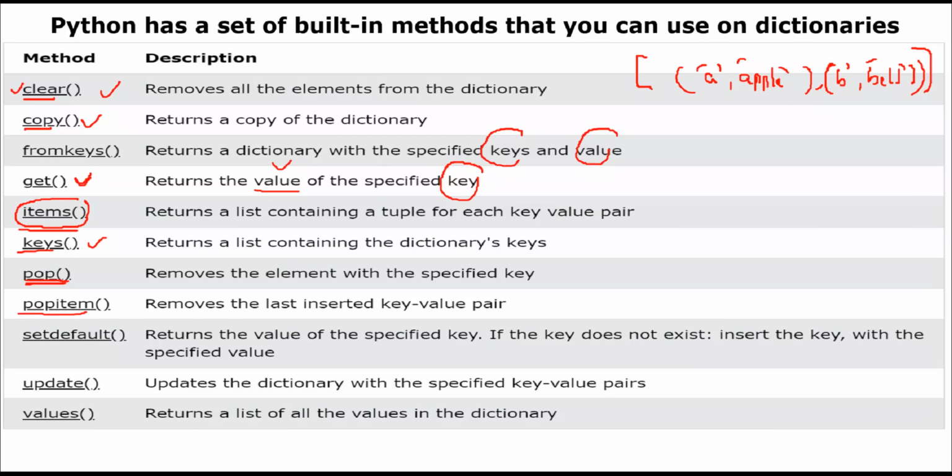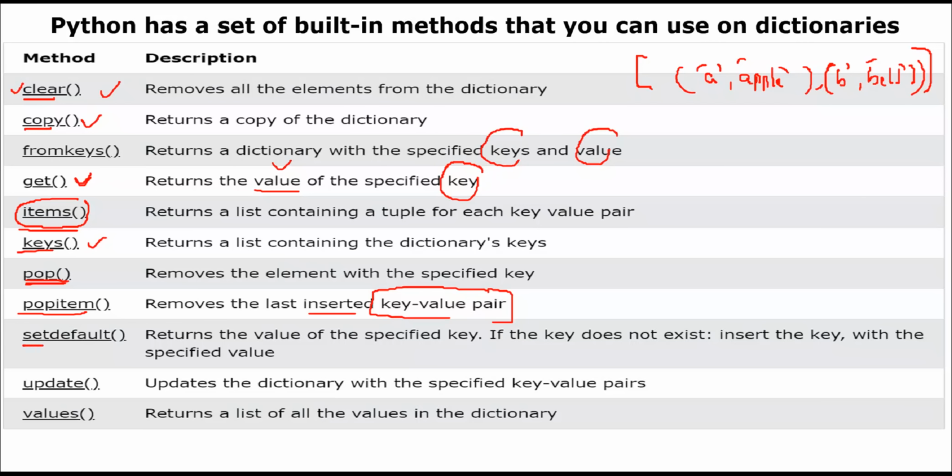Popitem. Popitem always removes the last inserted key value pair. There is a difference between pop and popitem. Pop will remove the value with a specified key. Popitem will remove the last inserted key value pair from the dictionary.